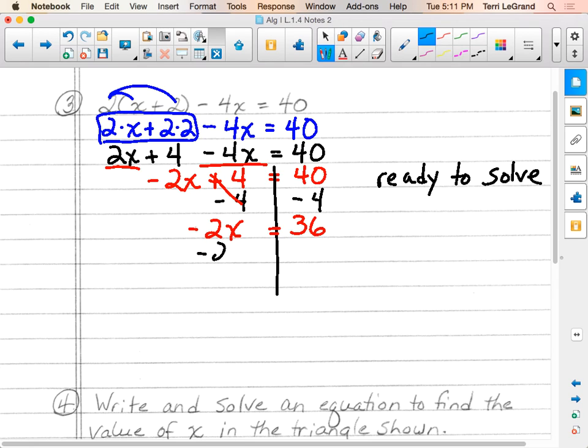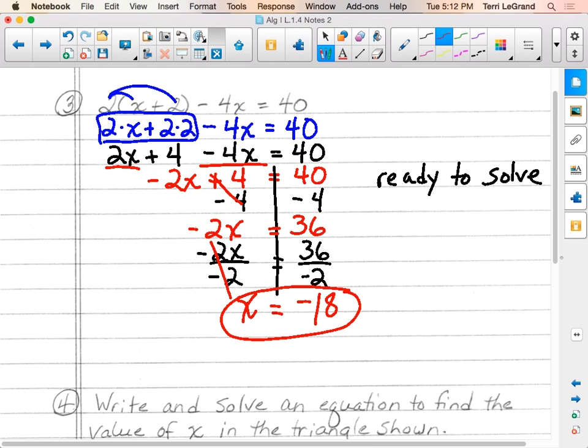We'll divide both sides by what x is being multiplied by. It's being multiplied by a negative 2, so that's what we need to divide by. x equals, a positive divided by a negative is a negative. How many 2's can you take out of 36? Just so happens you can take 18 of them. Okay.